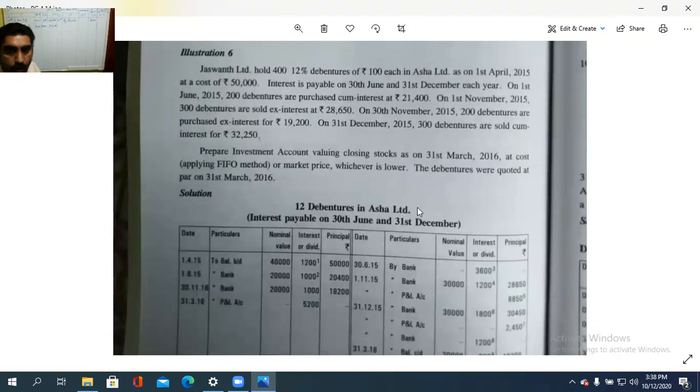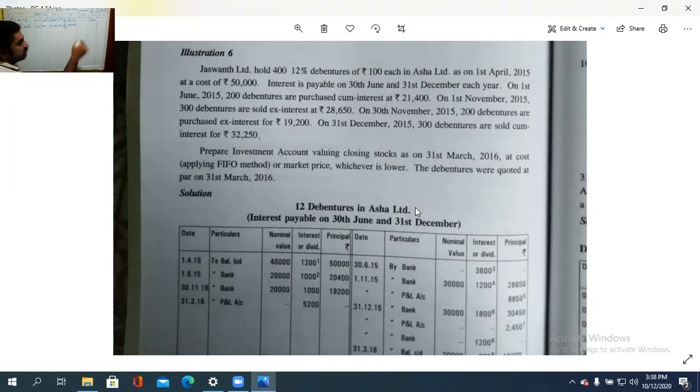Then on 1st November 2015, 300 debentures are sold ex interest at 28,650. Ex interest means without interest, so we have to work out its value. 300 into 100, face value is 30,000. So on 1st November they were sold, so 1, 11, 15, same, by bank.